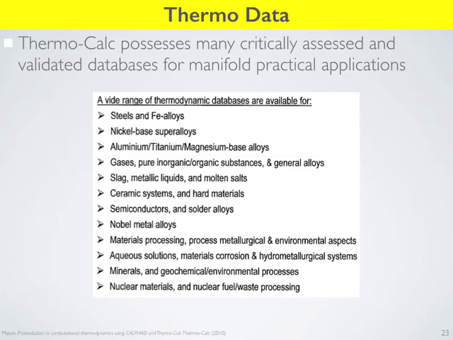So we're going to stick to the common stuff. We're going to look at iron, nickel, aluminum, silicon, these things. But databases for really exotic situations do exist.